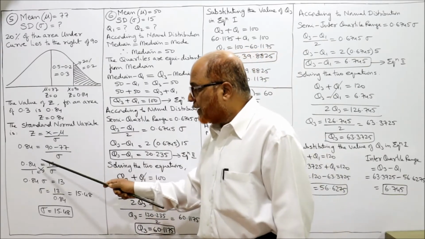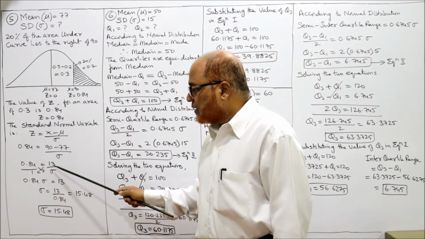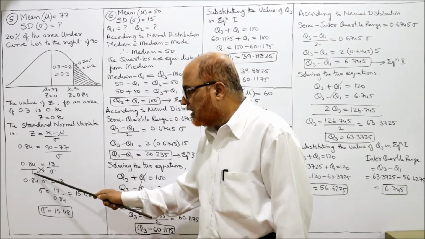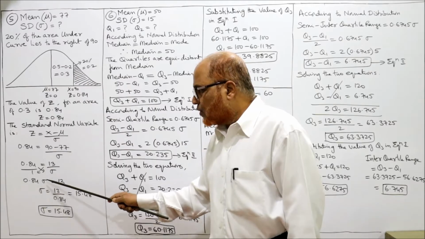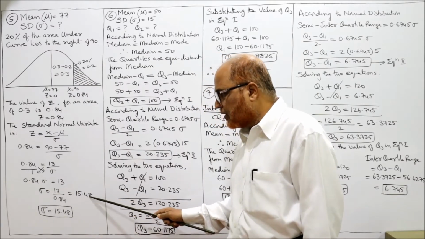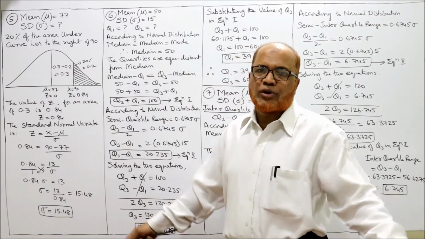Now we cross multiply. So it becomes 0.84 sigma is equal to 13 into 1, which is 13. So 0.84 sigma is equal to 13. Sigma is equal to 13 by 0.84. You'll get 15.48. Standard deviation is 15.48. That's all.